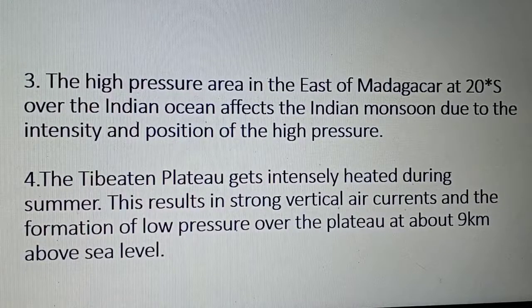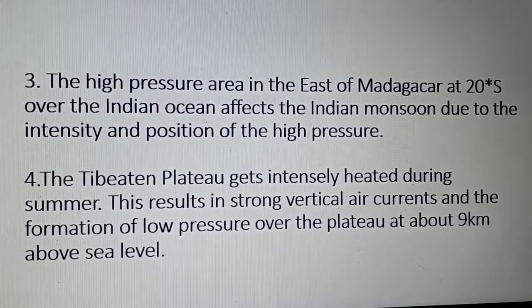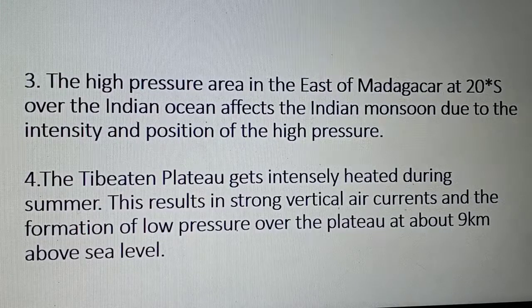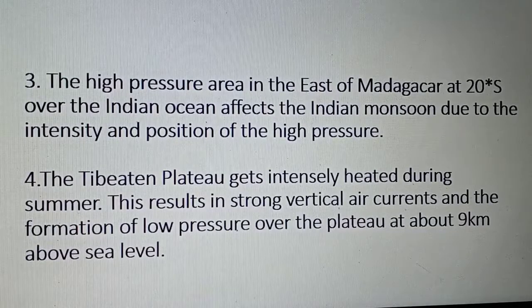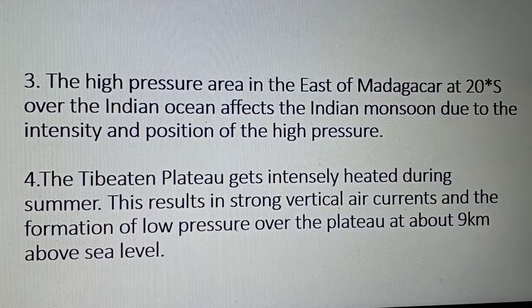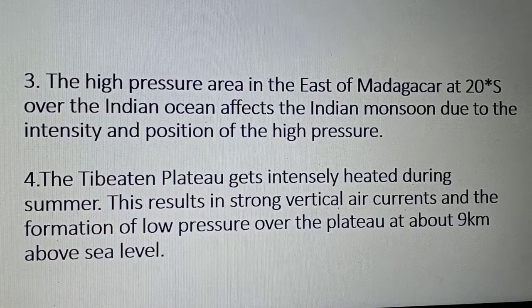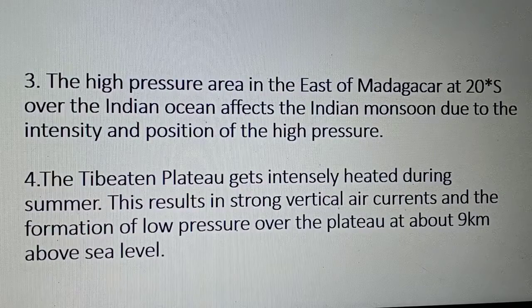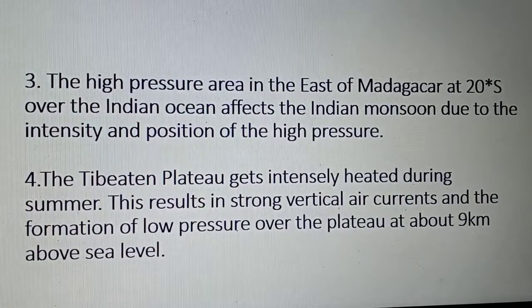Madagascar is situated at 20 degrees south over the Indian Ocean, and it affects the Indian monsoon, because many winds come from the ocean, and due to the instantaneous position of the high pressure, the high pressure can go into low pressure, so they affect the monsoon climate.